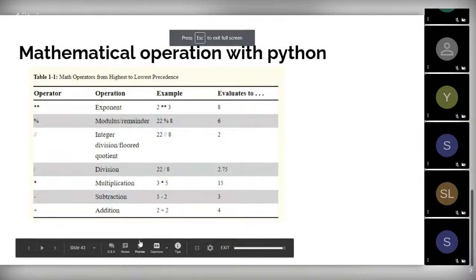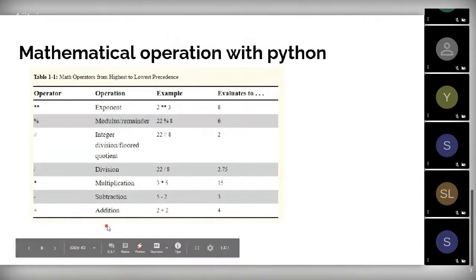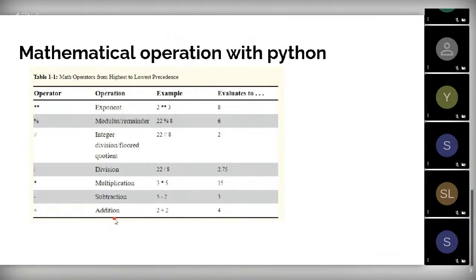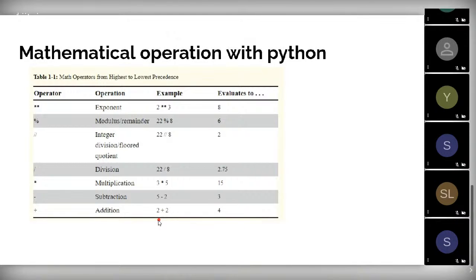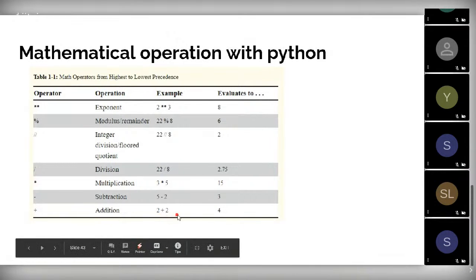I'm starting from addition. It will be easy for us if we start from addition. The plus symbol is used for addition, not only in Python but in all programming languages. Plus is universal. If we have directly numbers and we write 2 plus 2, the answer is 4. Similarly, the minus symbol is used for subtraction, and 5 minus 2 will be 3.